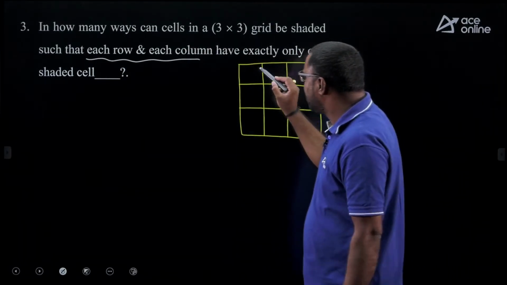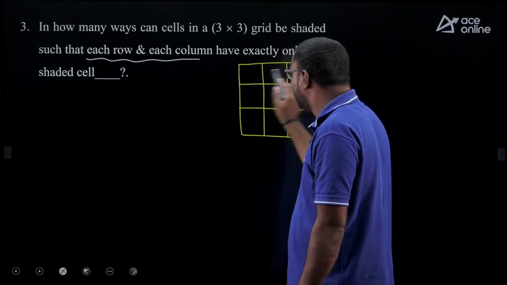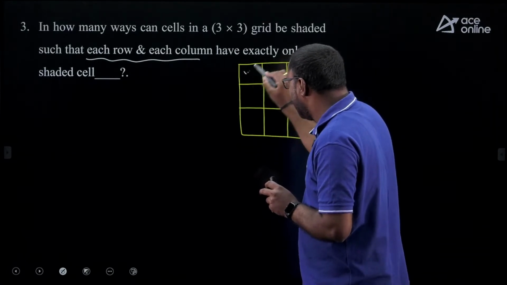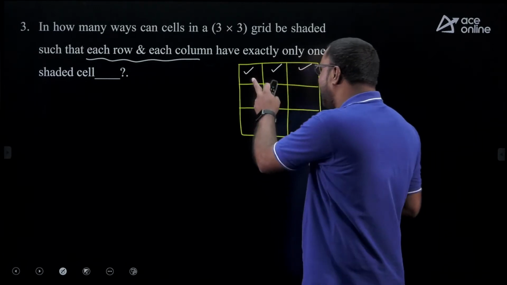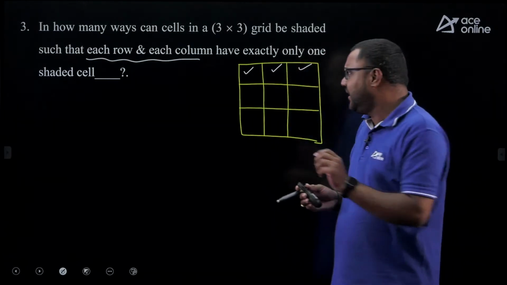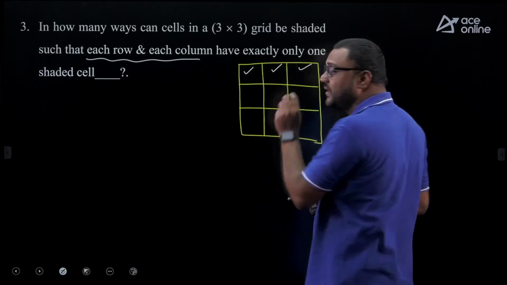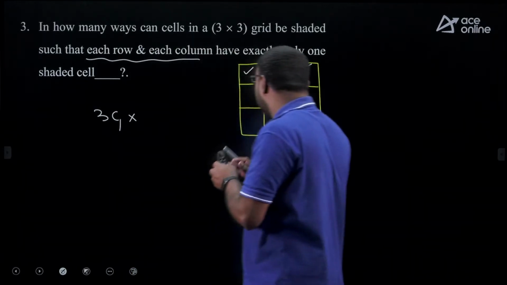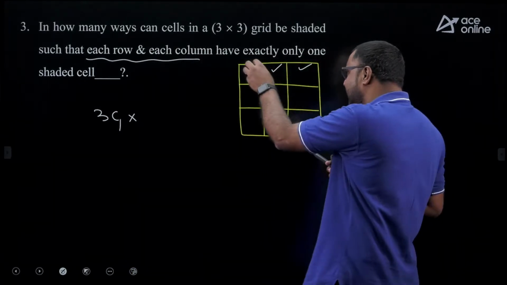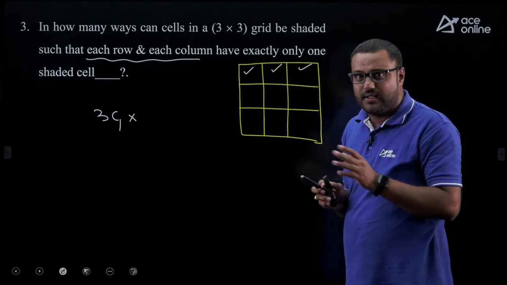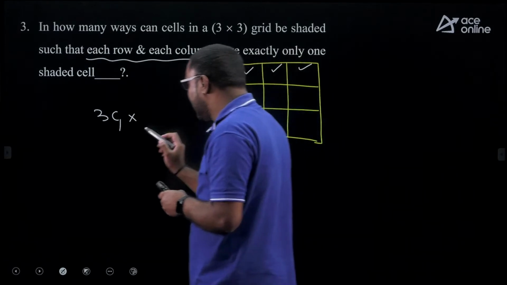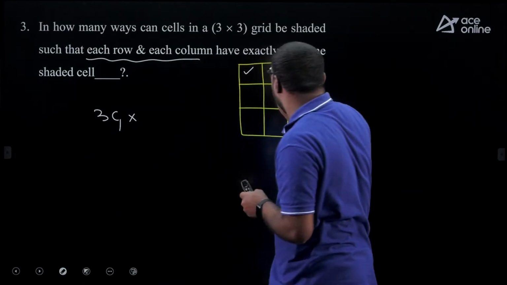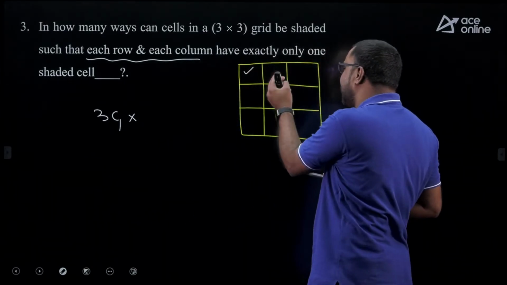Now let's see, suppose I am shading this row. You take one row or one column. First I want to shade this row: I can shade here or here or here. In that row, only one box should be shaded. I can shade this one or this one or this one, 3 ways. That's 3C1. It may be the first box, the second box or the third box.